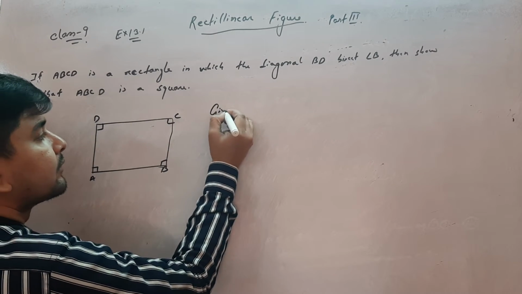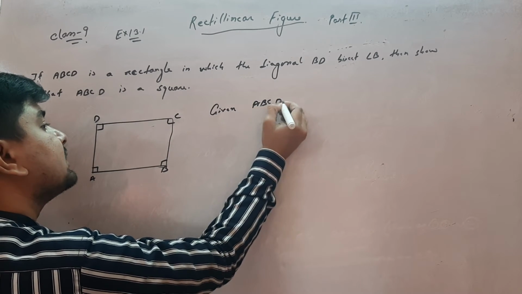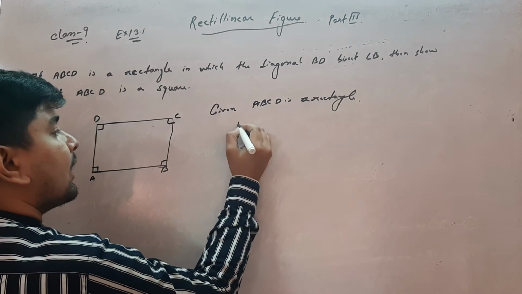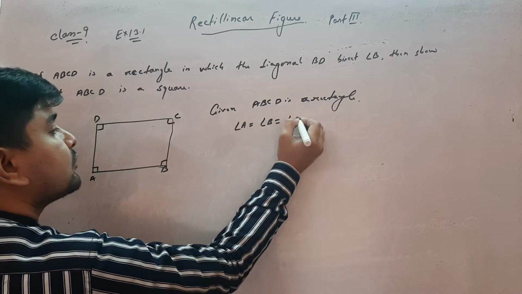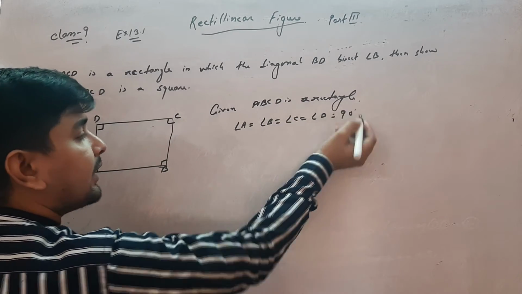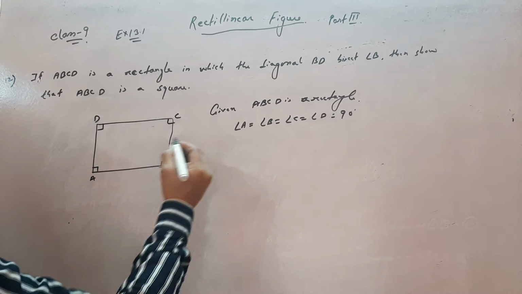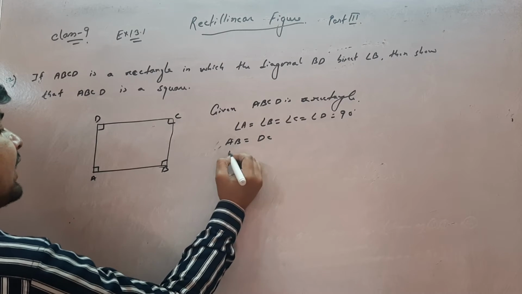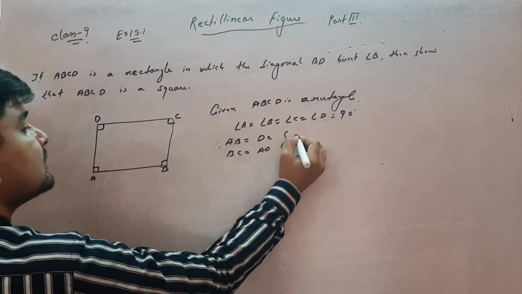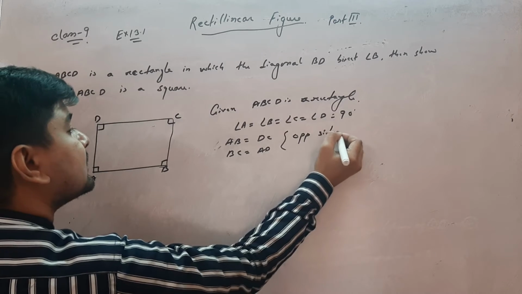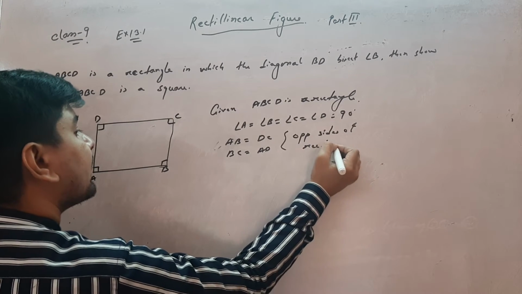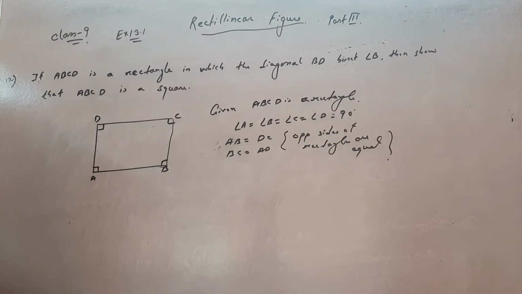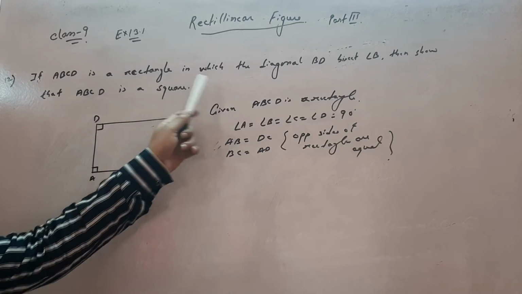Given: ABCD is a rectangle, angle A equals angle B equals angle C equals angle D equals 90. We know that each angle of a rectangle is 90 degrees. Also AB equals CD and BC equals AD, because opposite sides of a rectangle are equal. Clear? Okay, it's time to move on.